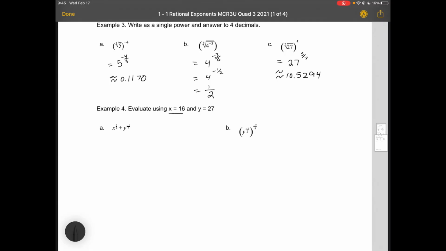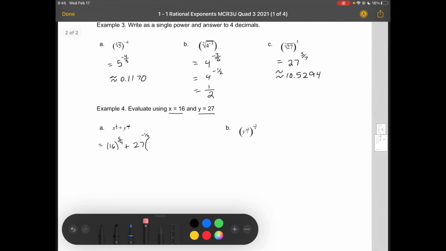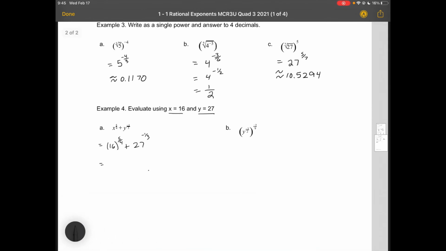Okay. And finally, you should be able to do substitution using fractional exponents. So in example 4, I'm going to use x equals 16, y equals 27. 16 for x to the 5/4, 27 for y to the minus 1/3. And now based on my knowledge of fractional exponents, I can evaluate both of those. So here I've got the 4th root of 16 to the 5. And then over here, I've got 1 over the cube root of 27, or 1 over 27 to the 1/3.